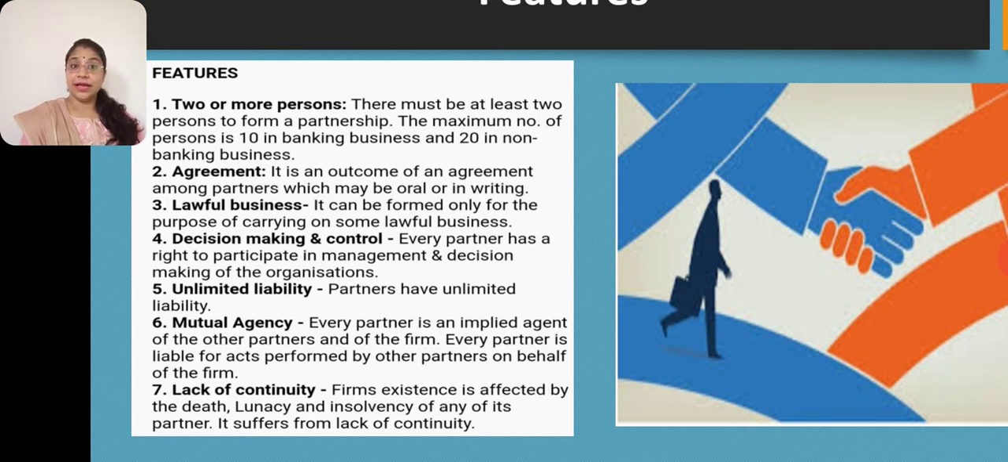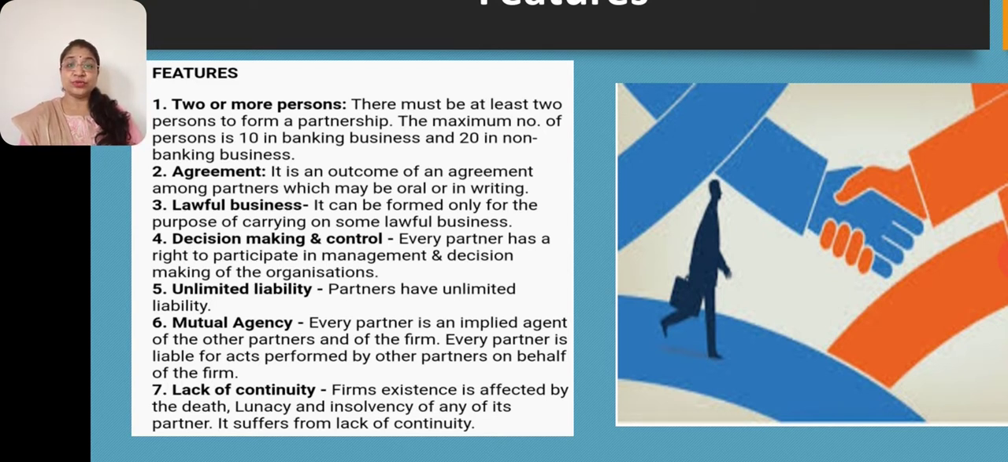Unlimited liability. Again, remember, it was in sole proprietorship, it was in joint Hindu family, and it is in partnership. So you have to clearly understand what is limited liability and what is unlimited liability. When we are talking about unlimited liability, the partners of the firm have unlimited liability. That means their personal assets may be used for repaying the debts in case the business assets are insufficient to cover the debts of the business. Then their personal property will be used to cover the debts.